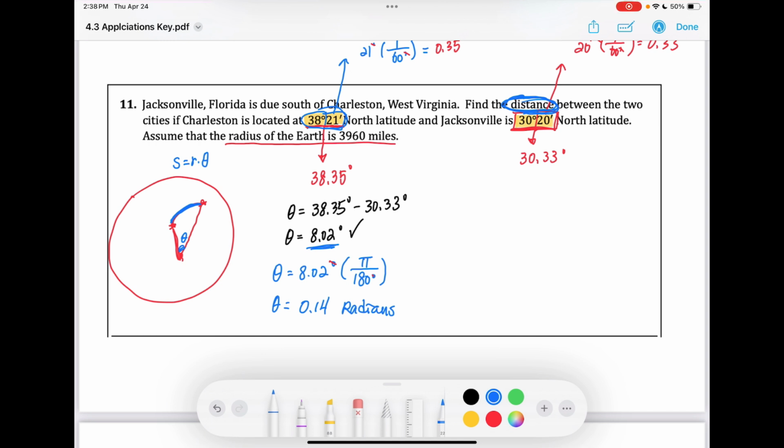Now if I want to figure out the arc length, the distance between the two cities, my arc length is equal to r, the radius of the Earth, times the central angle. What do we know about the radius of the Earth? It is 3,960 miles, and I'm going to times 0.14. For the final answer, do I want to give you a whole number? Why not. About 454 miles. So those are the things we would like to apply.